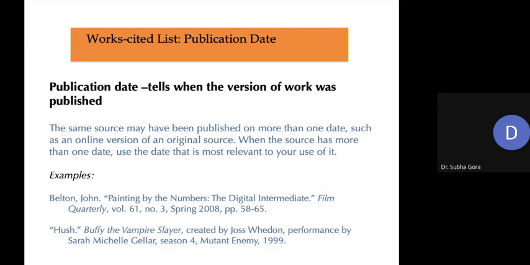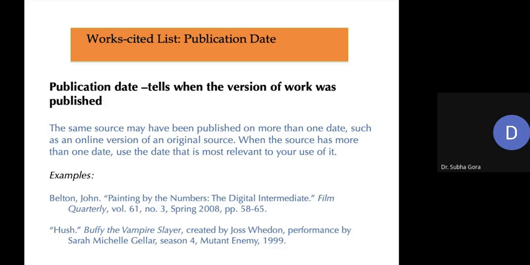What about the publication date? It tells us when the version of the work was published, because if you're citing something and later the information changes, and you have used a different version, again there are credibility issues, right? So it becomes very important to note the publication date, because the same source may have been published multiple times or through multiple sources, online, offline. Later it might also be updated. So it is extremely important to give the publication date in your citation.